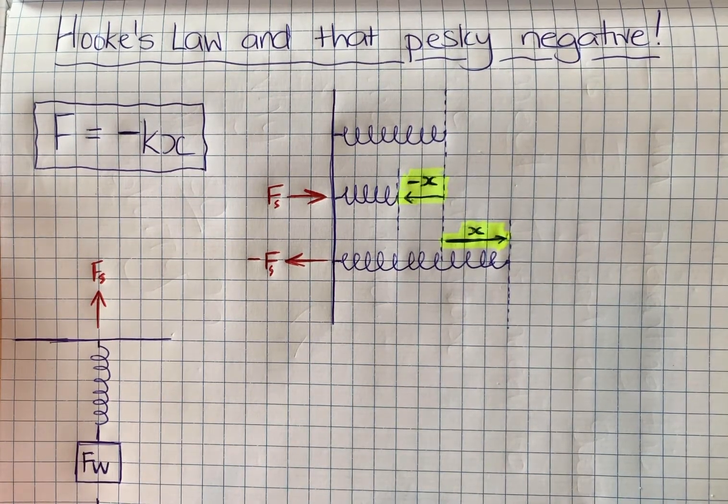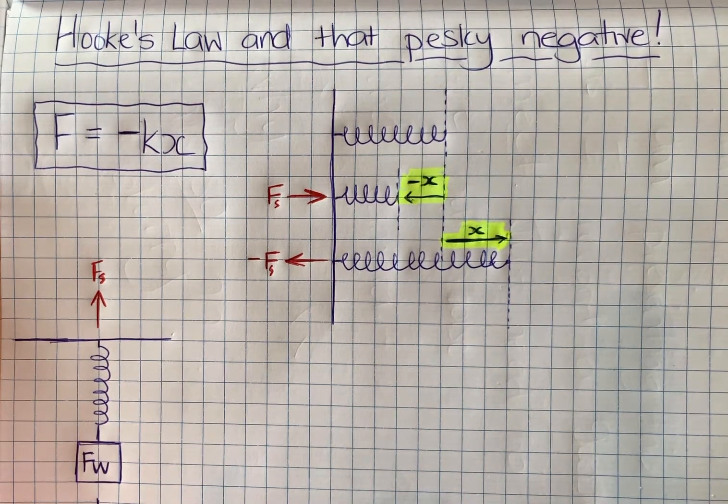So the first thing I need to say to you is that K, the spring constant, is always positive. Whenever you're asked to find the value of a spring constant, your answer will always be positive. And often that's when we ignore the negative sign.